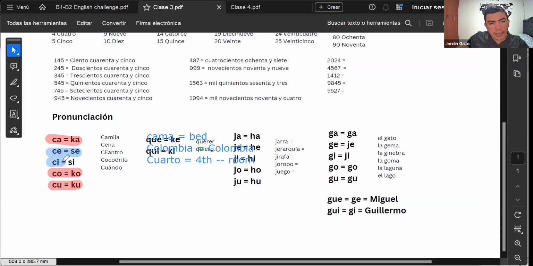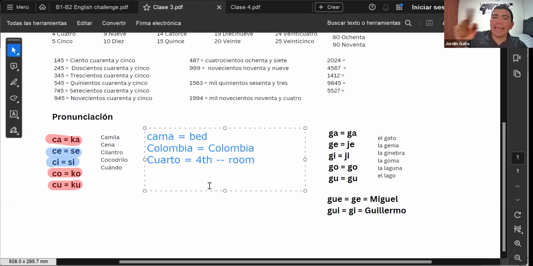But if we have C plus E or C plus I, we have a different sound. We use the S sound. So we say, for example, celador. That would be a watchman.